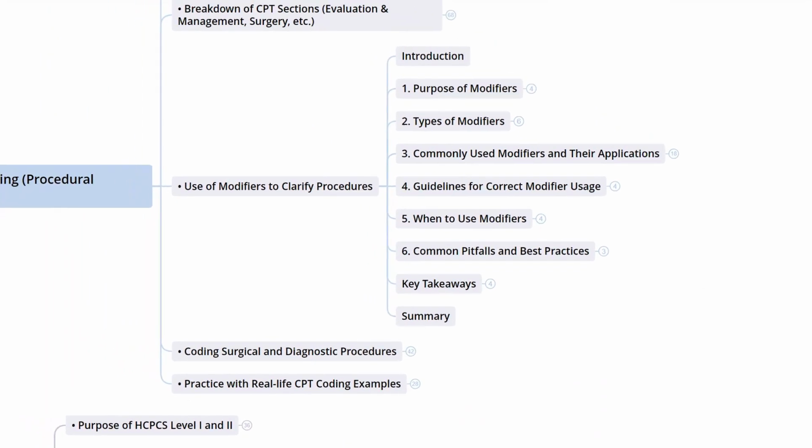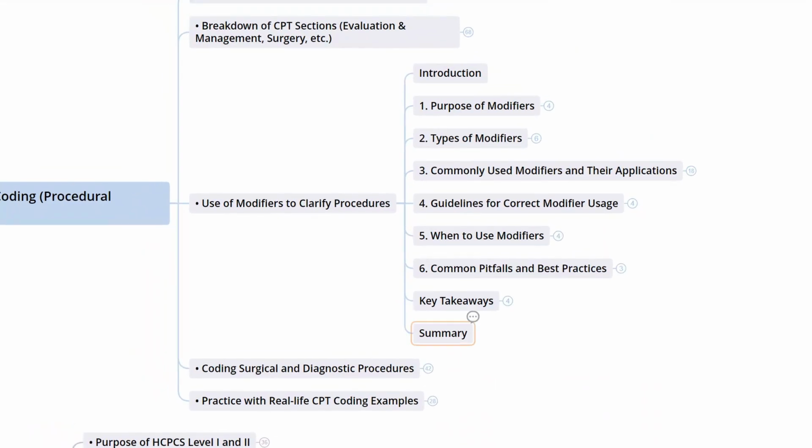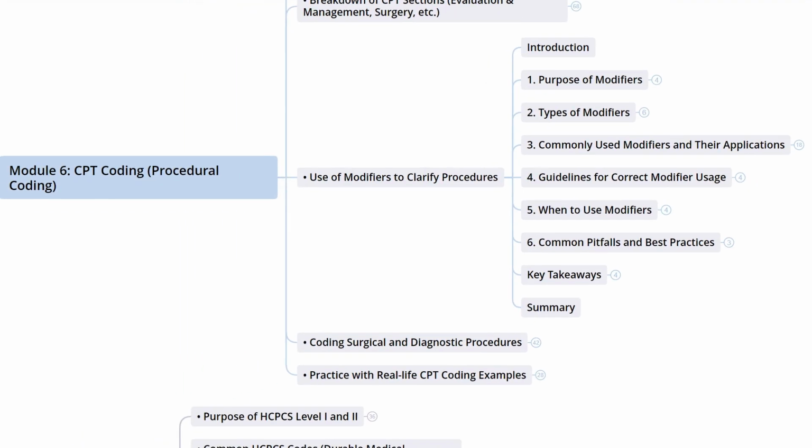In summary, modifiers are powerful tools in CPT coding that clarify and specify procedures and services. Correct usage improves claim acceptance, ensures appropriate compensation, and maintains compliance with coding standards. Mastery of the modifiers supports professional coding practices and effective revenue cycle management.